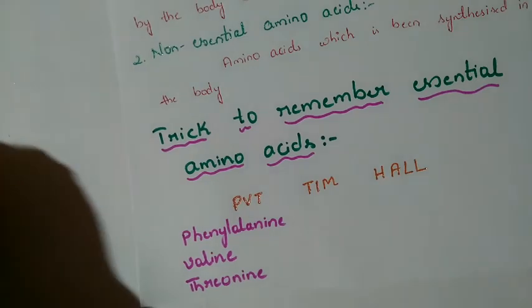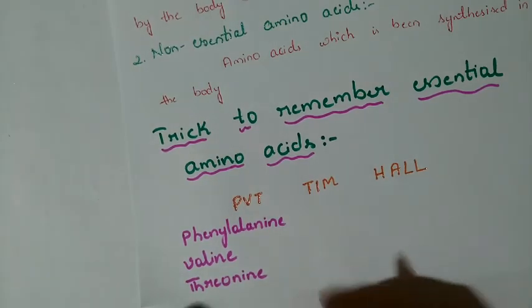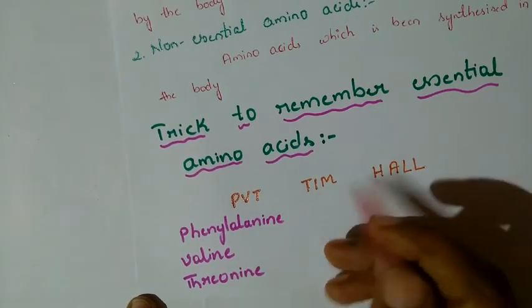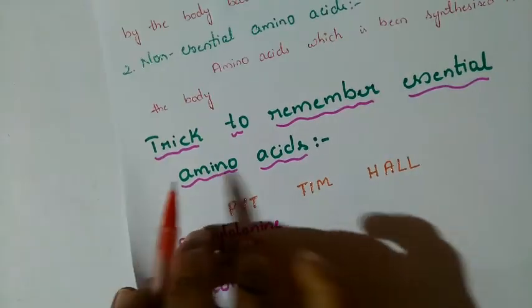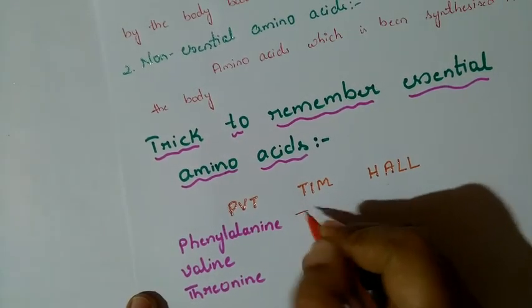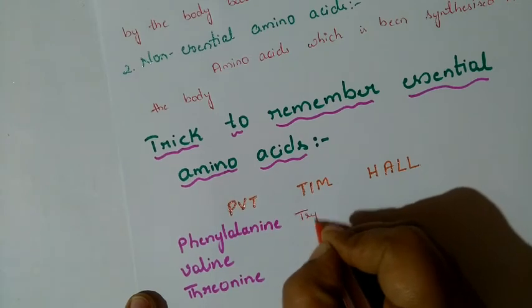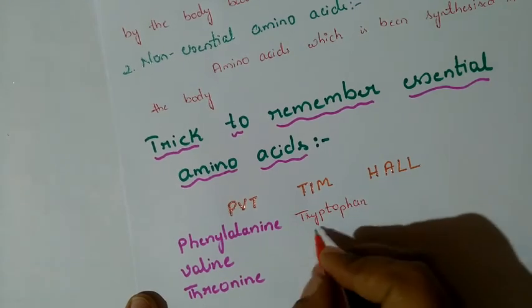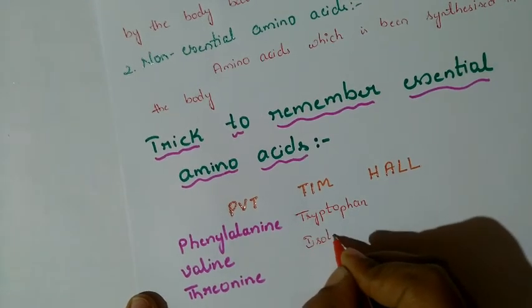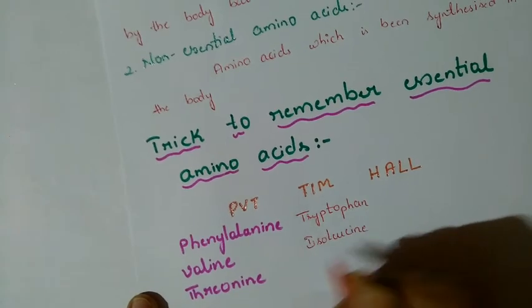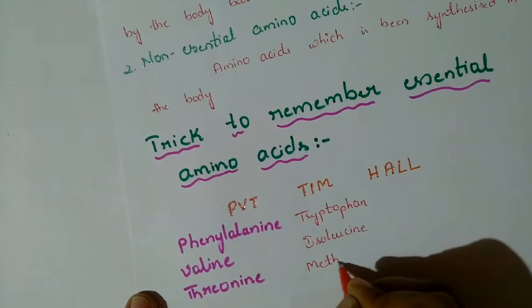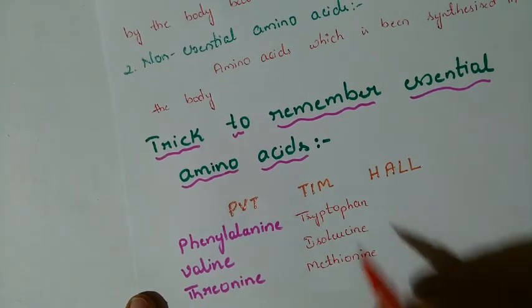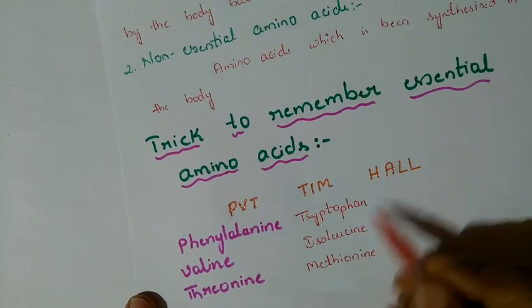Next we'll move on to Tim. Here T is for tryptophan. It is tryptophan, isoleucine, and M is for methionine. Understood? So tryptophan, isoleucine, methionine.